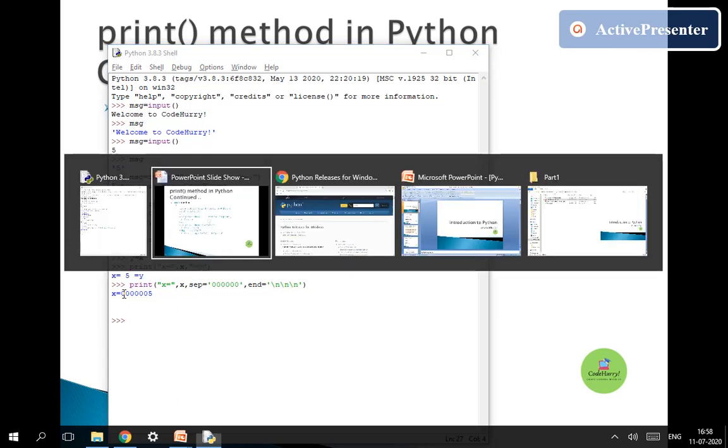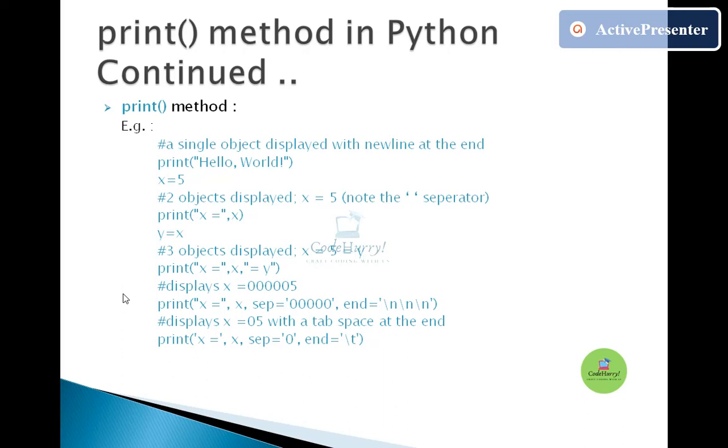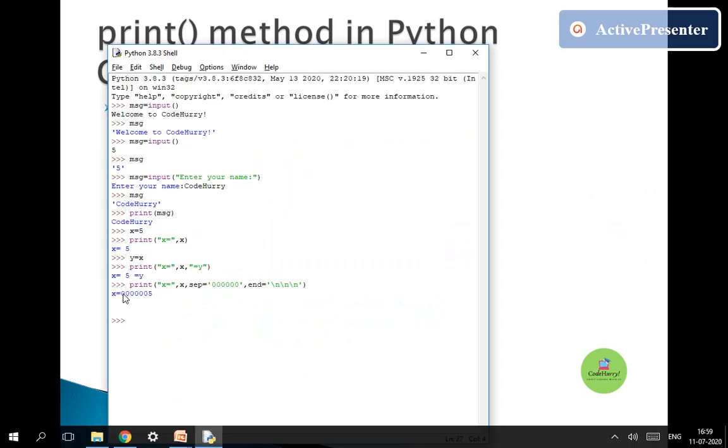Okay, so let's see one more example. Here we are trying to set the separator to a single zero and the end to a tab space. So how it will work, we'll see. So print "x is equal to", comma, x, these two objects need to be printed. Separator, we just want it to be single zero, and end character, we just want it to be tab. Slash t means tab space, one tab space. So let's see the output of this print method.